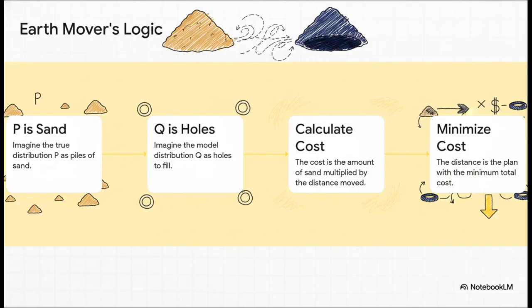And the beauty of this is that even if your pile of sand and your hole are on opposite sides of a field, even if they don't overlap at all, there's still a clear, meaningful amount of work that needs to be done. This gives our AI a constant, super useful signal it can follow to get better and better, even when it's starting from way off. It completely solves that nasty vanishing gradient problem.